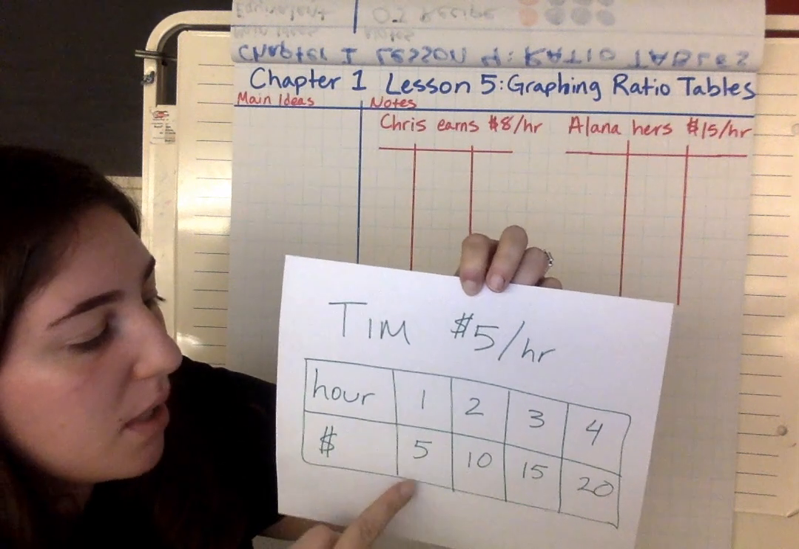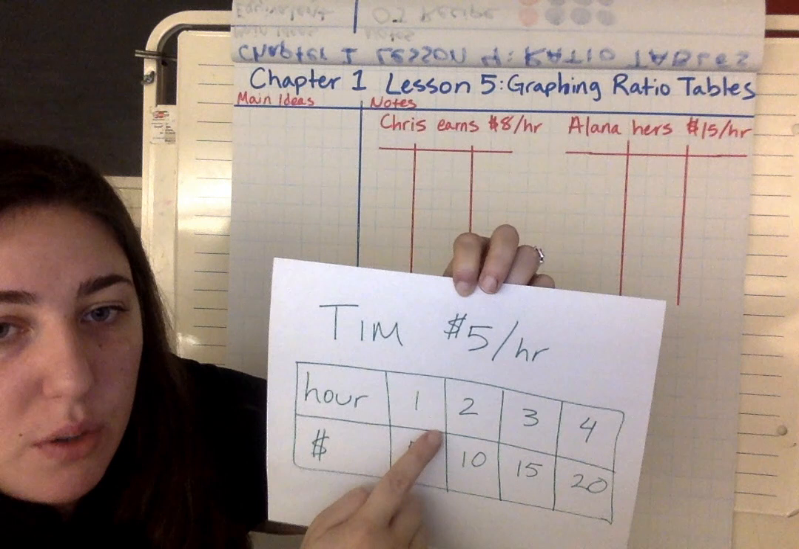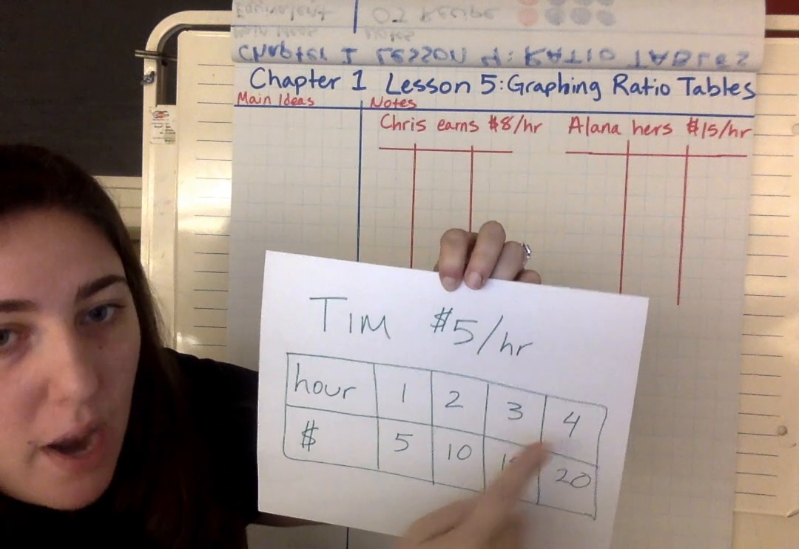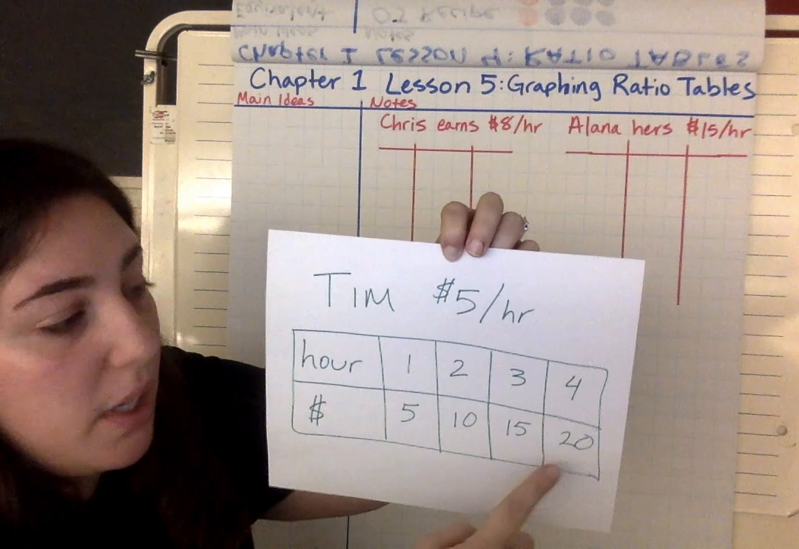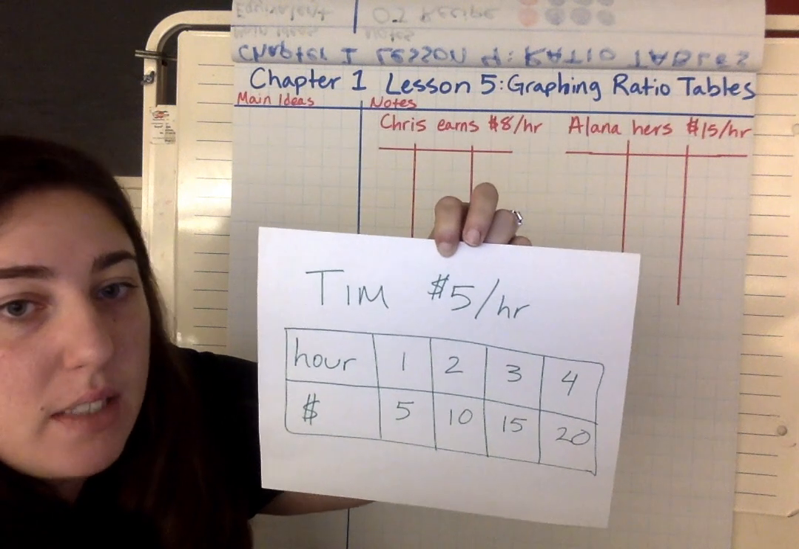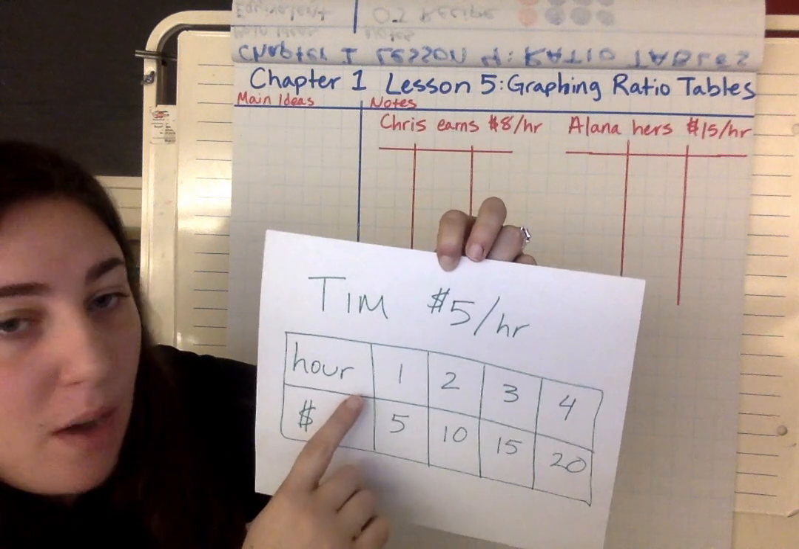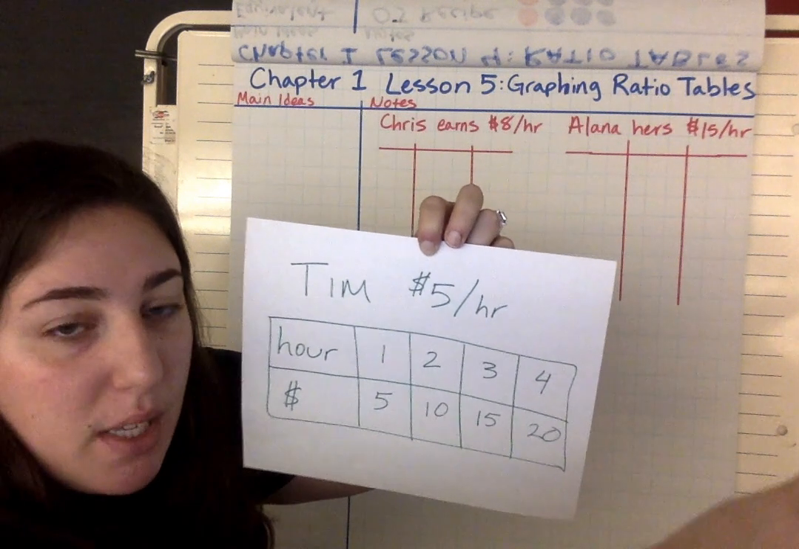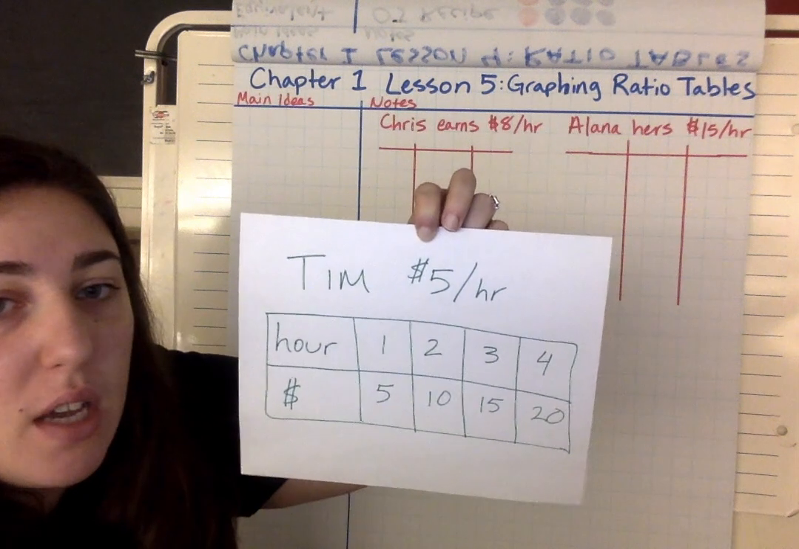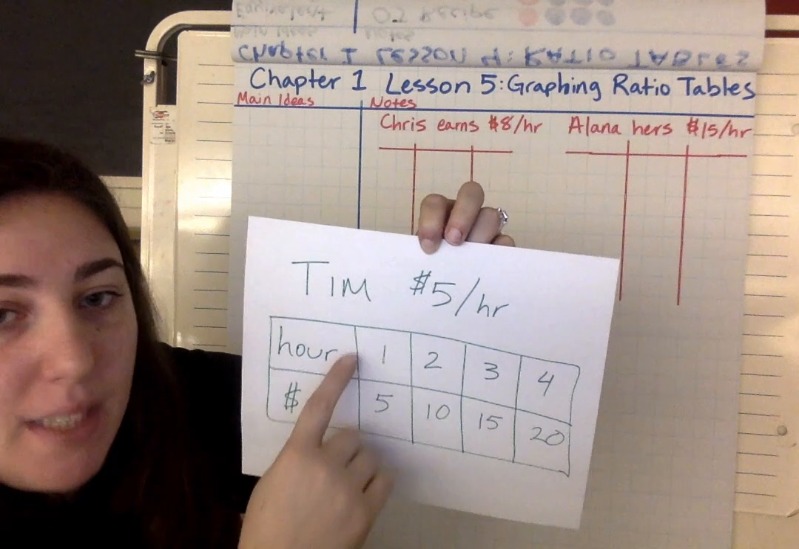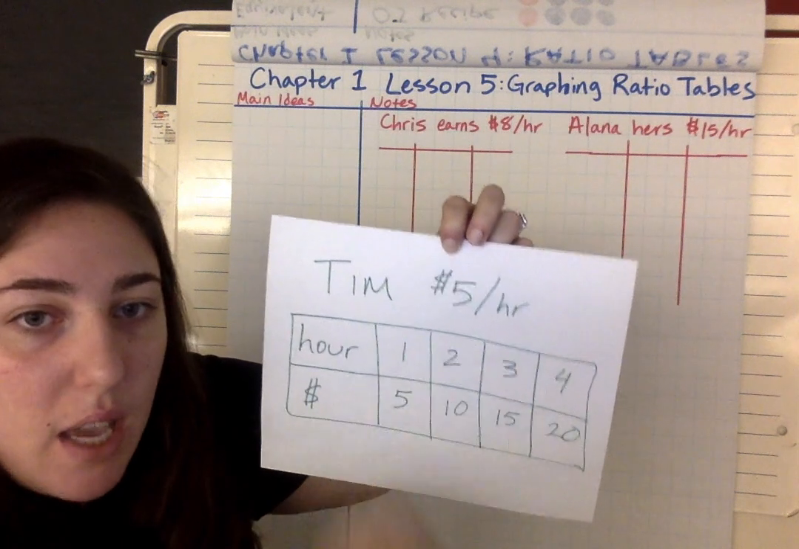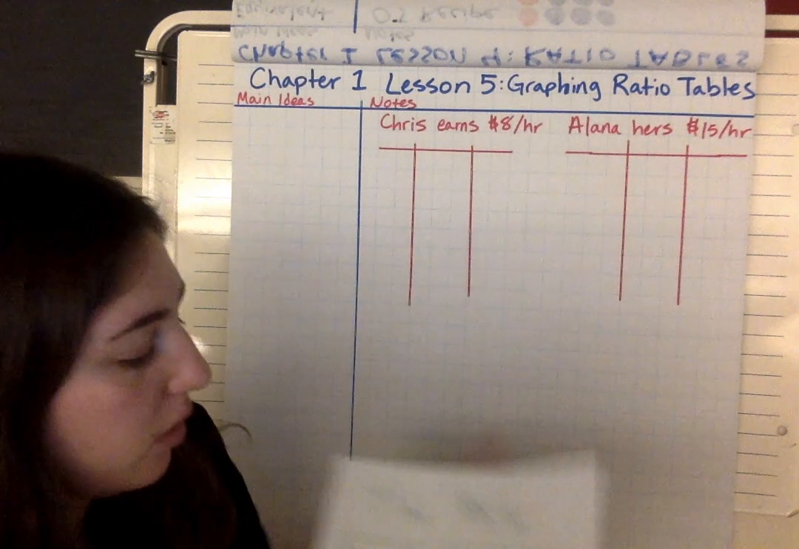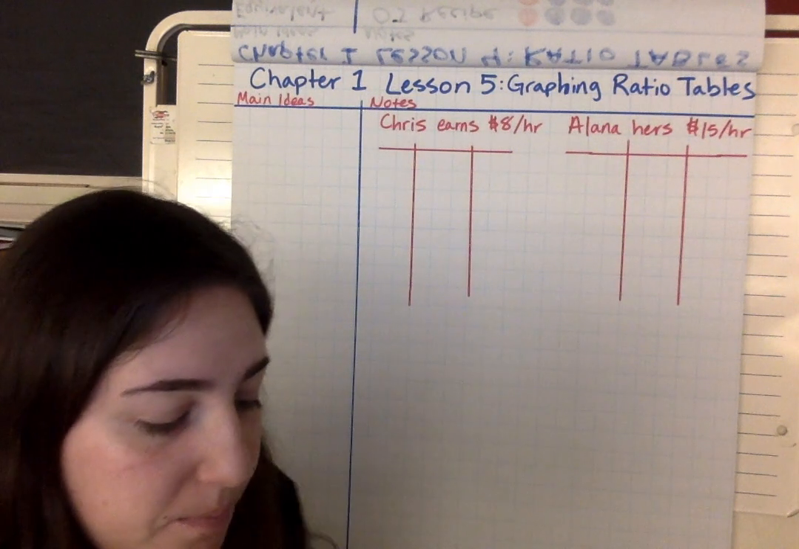So for 1 hour, he would make $5. For 2 hours, he'd make $10. If I wanted to skip to 4, for 4 hours, he made $20. Same thing, if I wanted to know how much money Tim would make after working 10 hours, maybe continuing the table, I could easily do that by scaling forward. Remember those terms, scaling back, scaling forward. So that's a little review of what we did in Lesson 4.